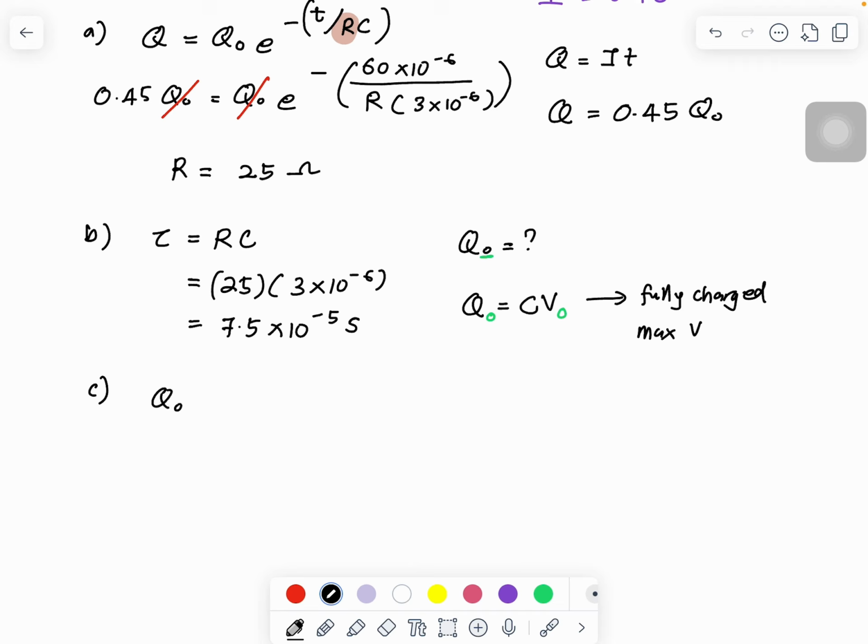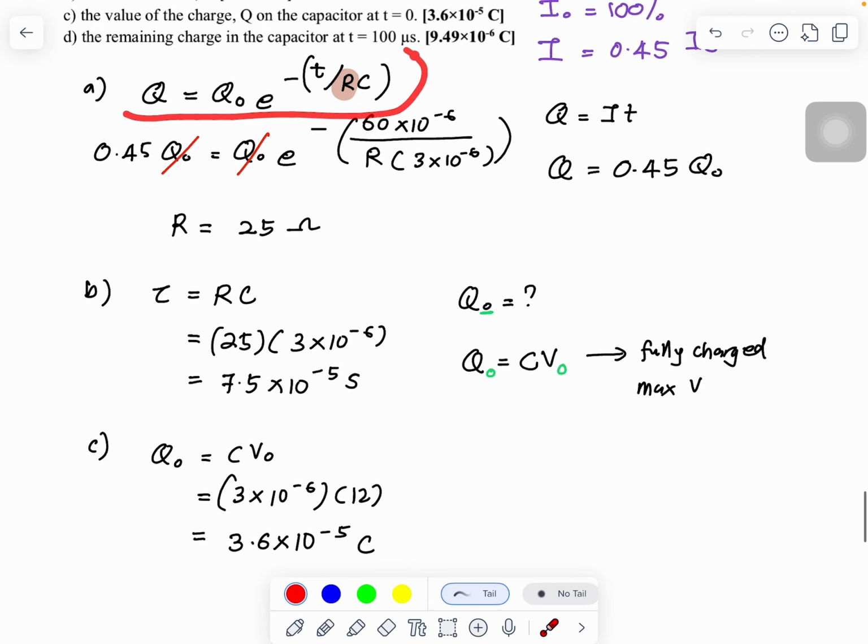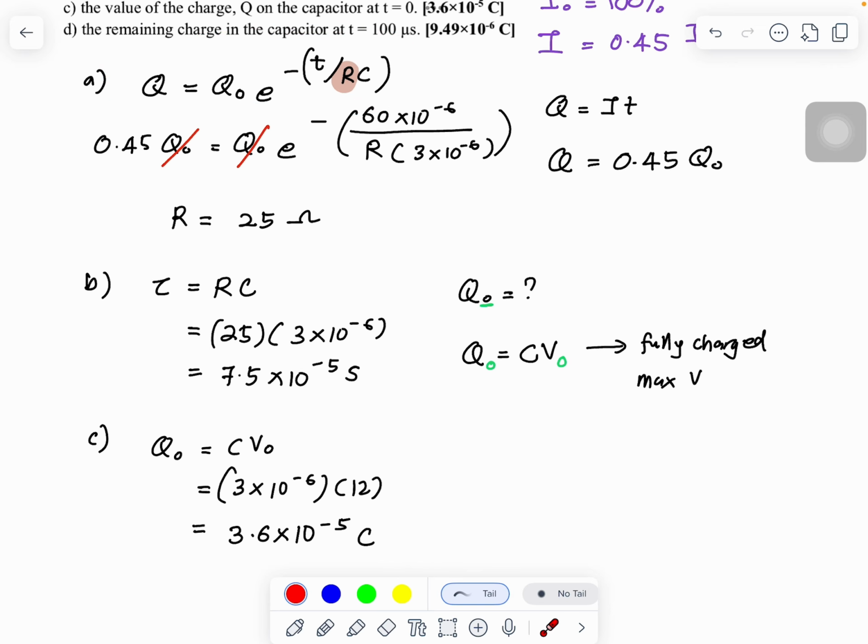So let's use this one because this one is easier. So C is 3 exponent -6, and then voltage is 12 volt. So you will get 3.6 exponent -5 coulomb. If you want to use the other formula also can. Cuma ni formula dia banyak benda kita kena substitute. Kamu akan dapat jawapan yang sama juga. Okay, it's the same value.